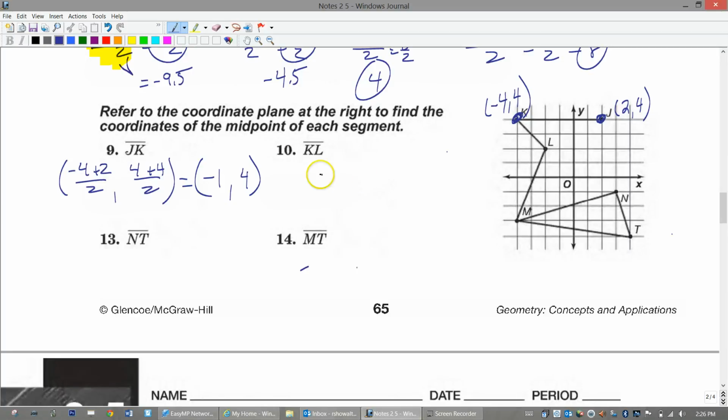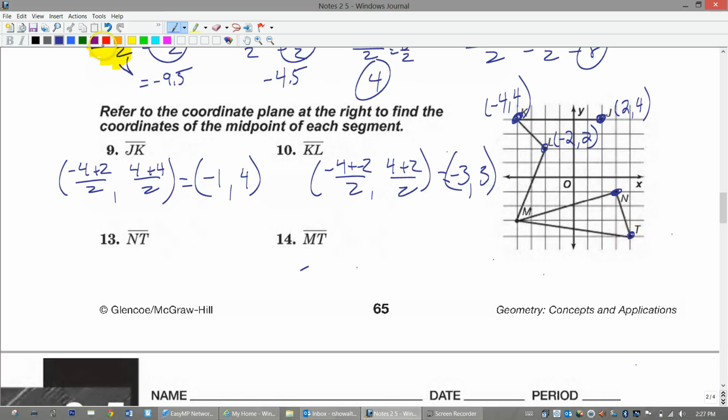All right, that was JK. Now KL, so we have negative 4, 4, and we have negative 2, 2. If we do it again, negative 4 plus negative 2 over 2, 4 plus 2 over 2. And we simplify, so it's negative 6 over 2, which is negative 3, and then 6 over 2, which is positive 3. Okay. I'm going to do NT.